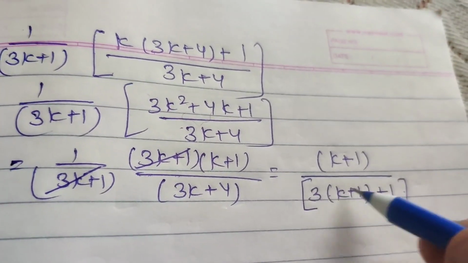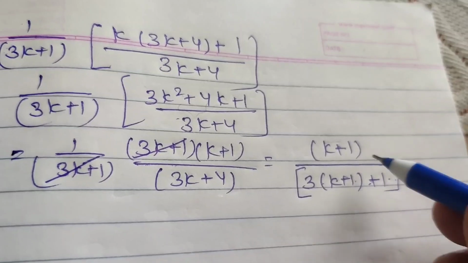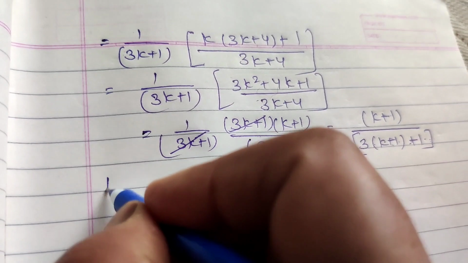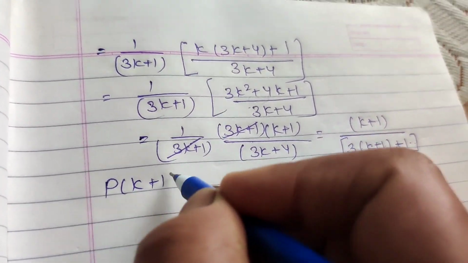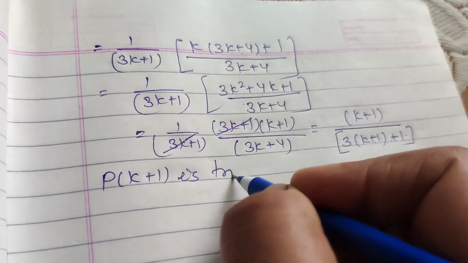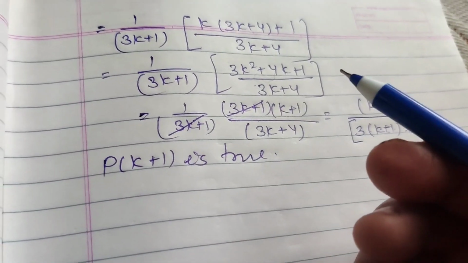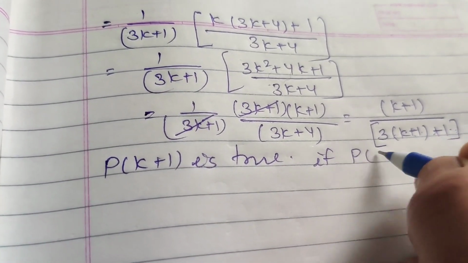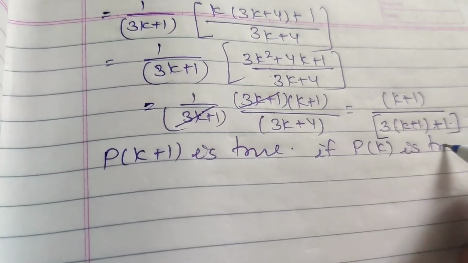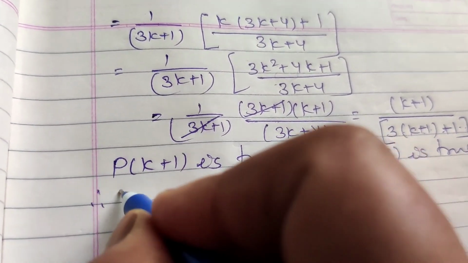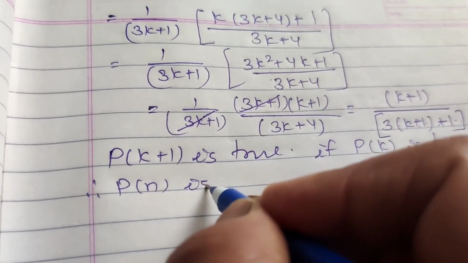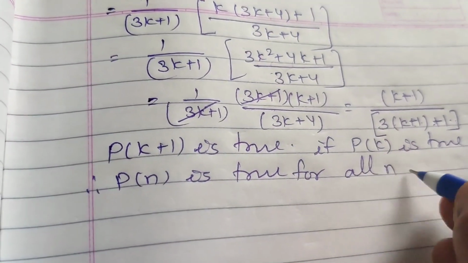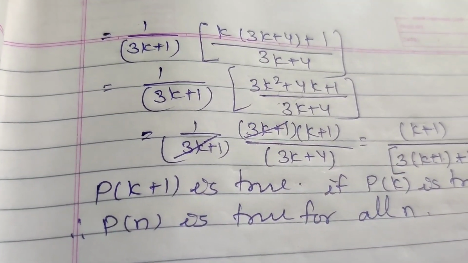It is n upon 3n plus 1. The sum of the series is n upon 3n plus 1. Therefore, it is true for k plus 1 terms. Pk plus 1 is true if Pk is true. Therefore, Pn is true for all natural numbers. Now question number 17.